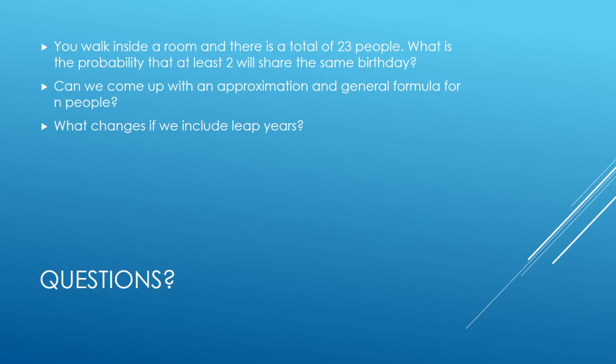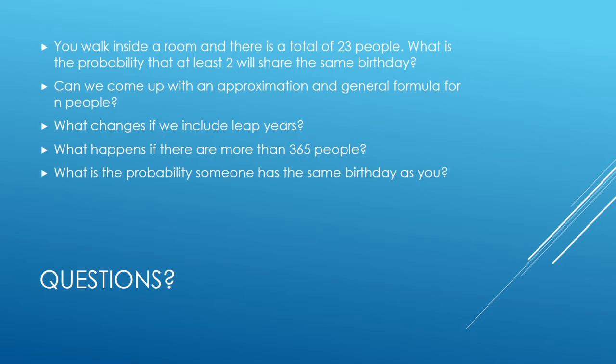What changes if we include leap years? What happens if there are more than 365 people? And what is the probability someone has the same birthday as you? When are birthdays most common?